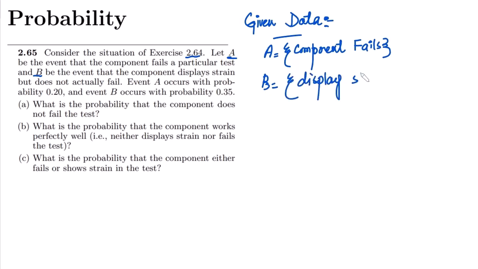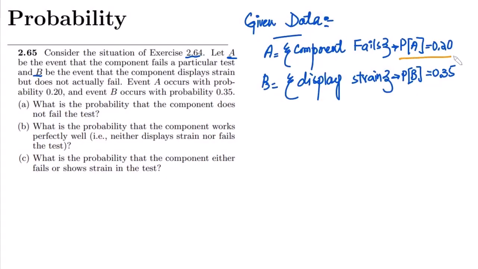Display strain but doesn't fail. Okay, so let me use this one here as well. Event A occurs with the probability 0.20, and let me write here as well, the probability of A is 0.20. Okay, and event B occurs with the probability 0.35. So the probability of B is 0.35. Okay, so these are the two events, and the given are their probabilities.